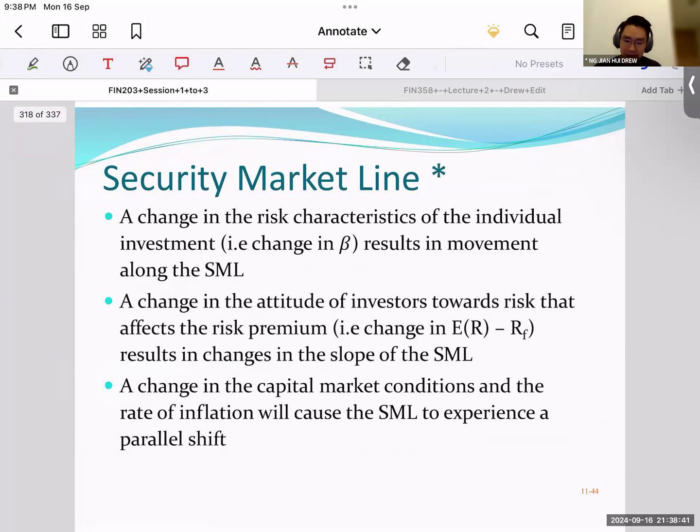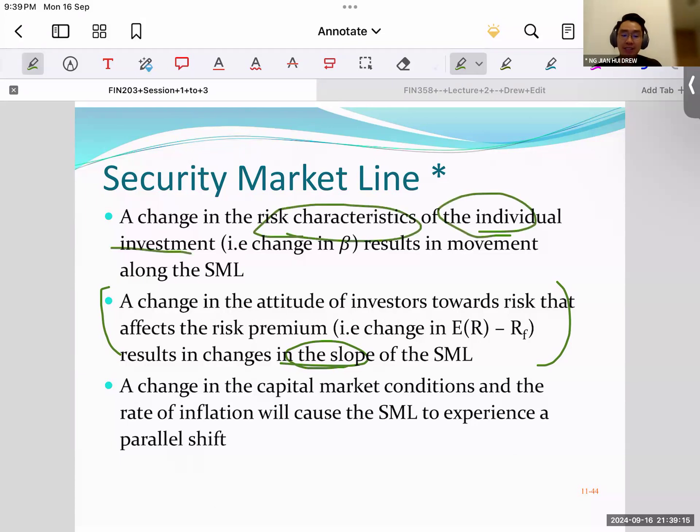Now, there are some characteristics that we'd like to mention on the security market line, which are interesting. One of them you already mentioned, the gradient: the steeper it is, the more rewards you get per risk. If there's a change in attitude towards risk and rewards, it will change the slope of the security market line. Now, if there's a change in the risk characteristics of individual investments, meaning a change in the beta, you're just moving along the line. Different beta characteristics give you different returns along the security market line.